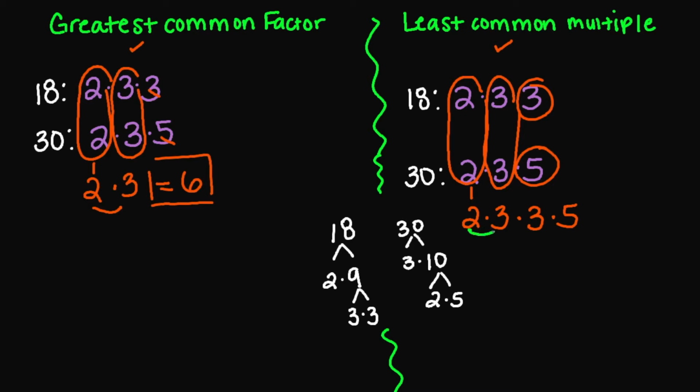So 2 times 3, this is 6. 6 times 3 is 18. 18 times 5, this is going to equal 90. So your final answer here is 90.